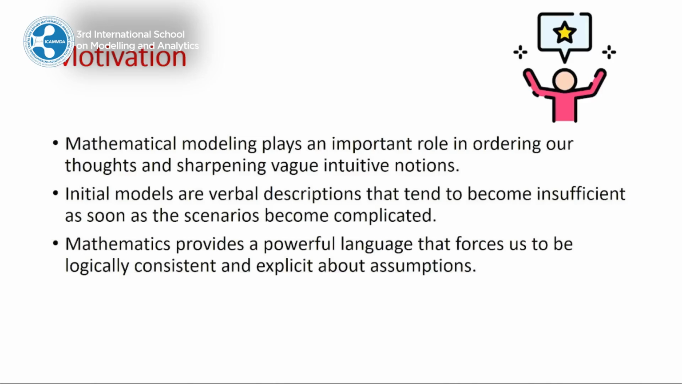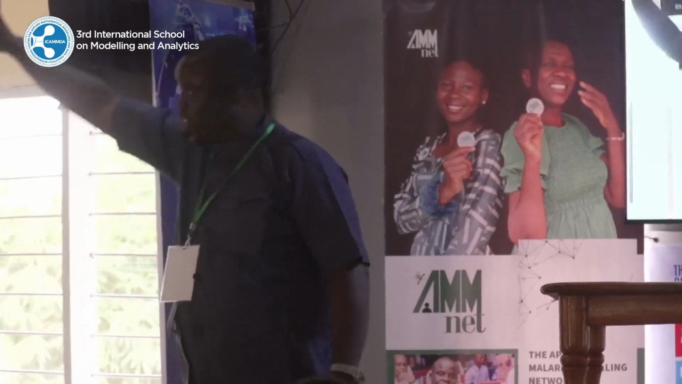Now, initial models are verbal descriptions that tend to become insufficient as soon as the scenarios become complicated. The models that people built in the medieval period have not really been able to help anybody at a certain time, because the real world is becoming more complex. Like initially when God created the world, we had only two people, right? From one person, one, two, and then it started growing. The population started growing exponentially.